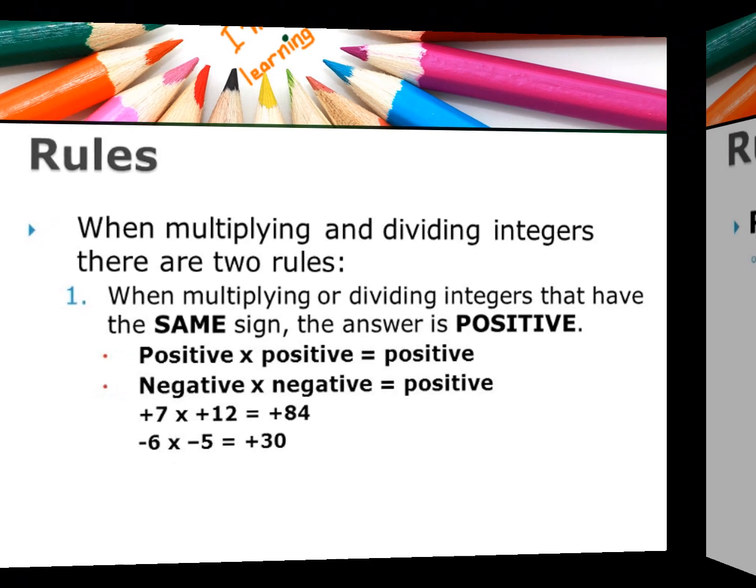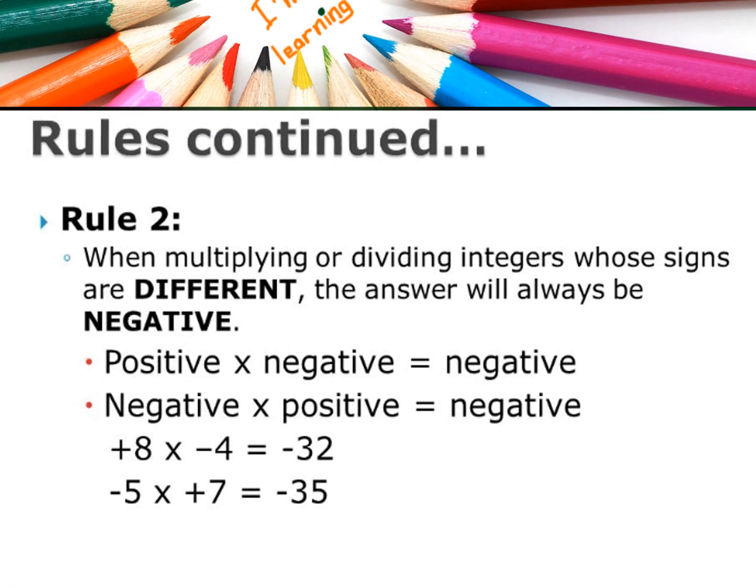Then we have rule number two. When multiplying or dividing integers whose signs are different, now the signs are different, magkaiba, the answer will always be negative. Okay? So positive times negative is equal to negative. Regardless kung sino mauna, again, tulad nito, negative times positive equals negative pa rin po. Basta magkaiba, negative lagi yung sagot. Example, positive 8 times negative 4 is equal to negative 32. Negative 5 times positive 7 is equal to negative 35. So that's it. The answer is negative when the signs are different, or magkaiba.